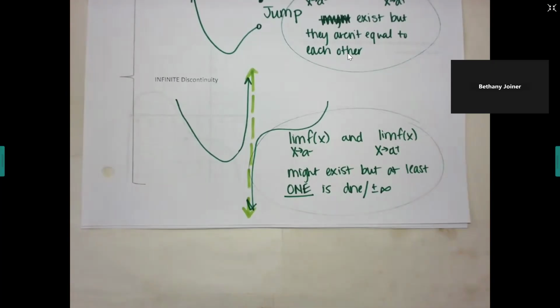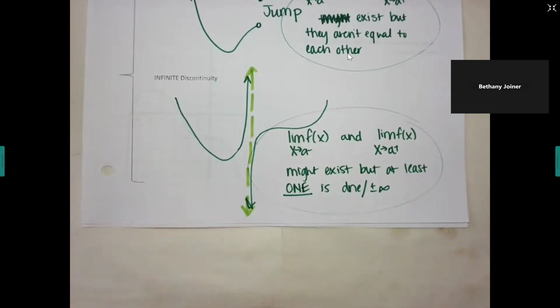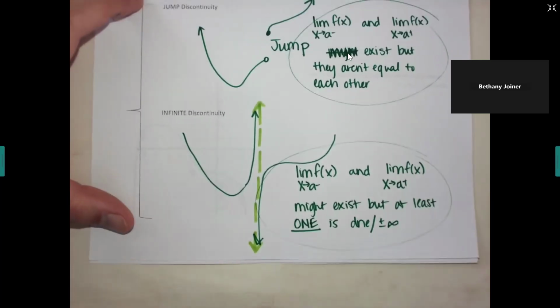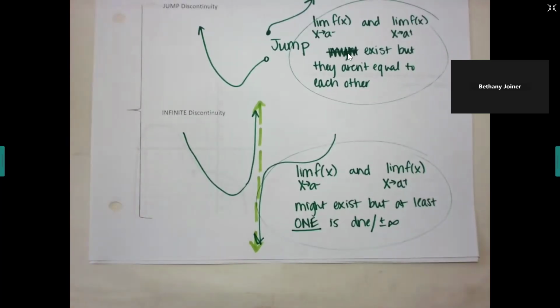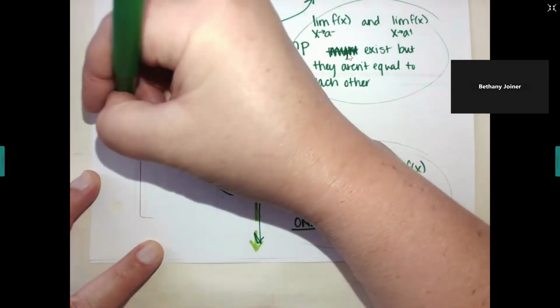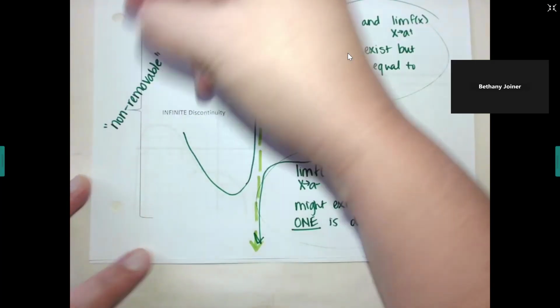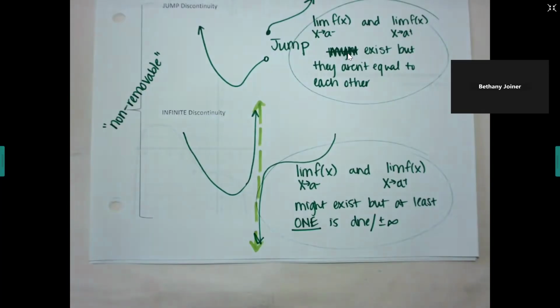Okay, now the way that these are classified is that removable is a whole. These bottom 2 both count as non-removable. So you'll see that you have a little bracket here to the side. Both jump and infinite are classified as non-removable. And then within that category, you have jumps and infinites. All right, so once you have that written down, go ahead and turn the page.